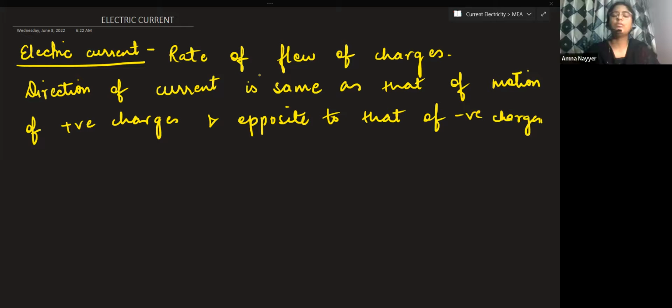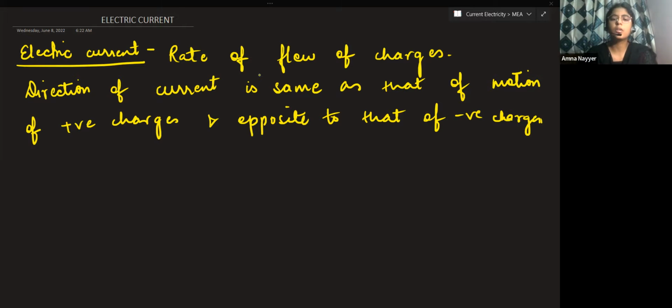So now see, as I was telling, the basic quantity that was discussed was electric charge. We have studied that it's the basic property and the fundamental quantity. Now, with the help of electric charge, we can define other quantities, which are derived quantities. Now, electric current is basically what? Electric current is the flow of charges.